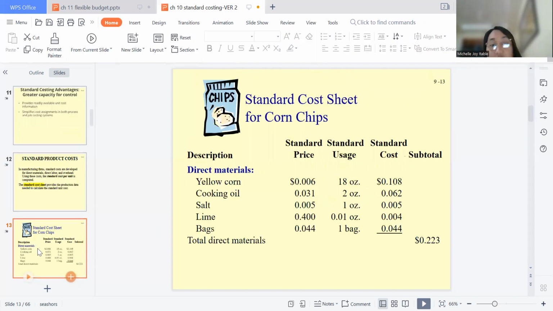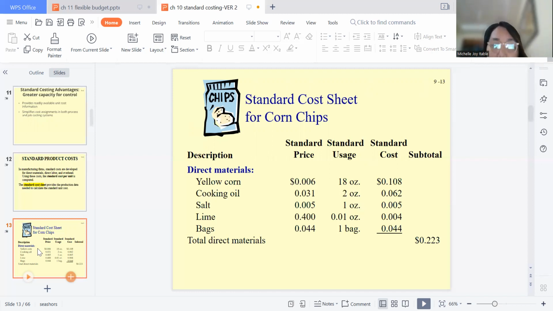So this is an example of a standard cost sheet. This is for materials, as you can see. Chips is the product here. So you can see the direct materials: the yellow corn, cooking oil, lime. But the most important material here is the yellow corn, because it's chips. And then the standard price is 0.006 for that yellow corn.